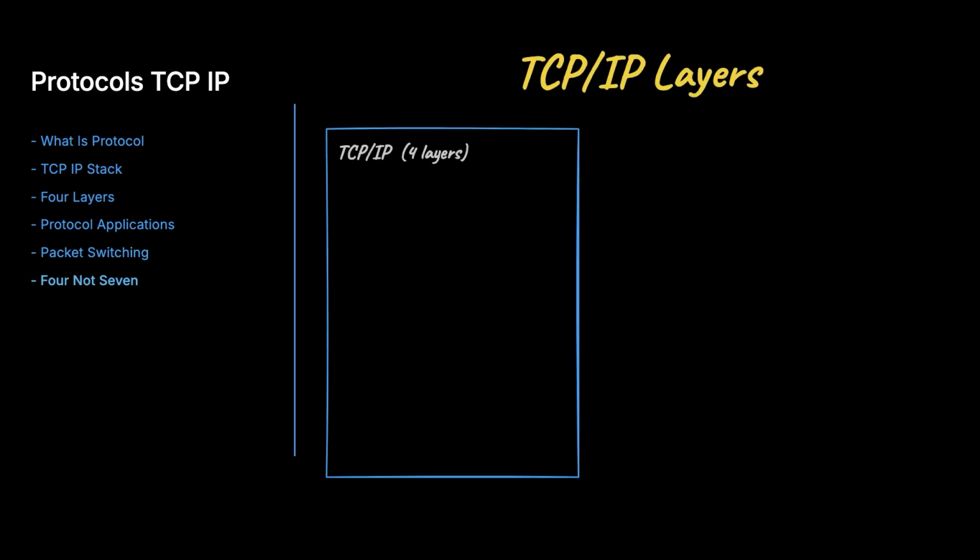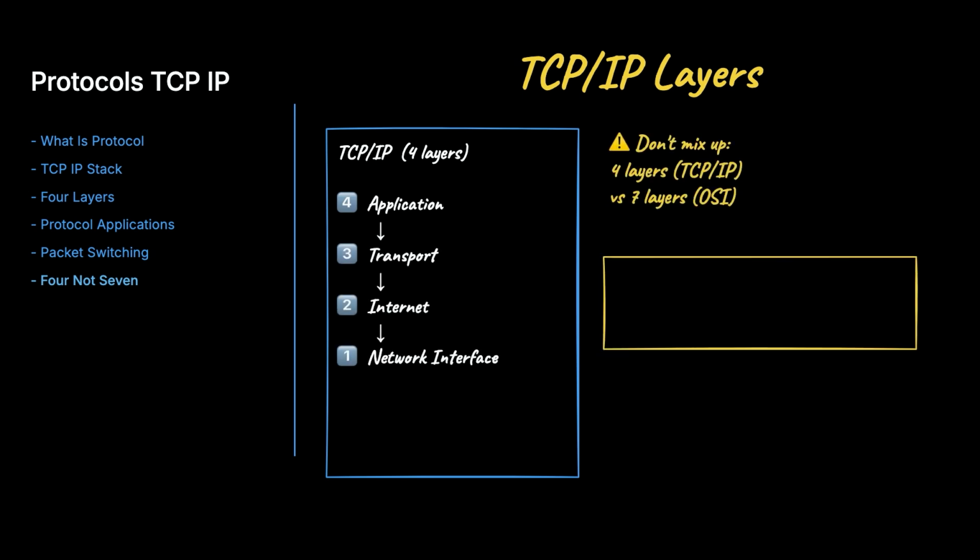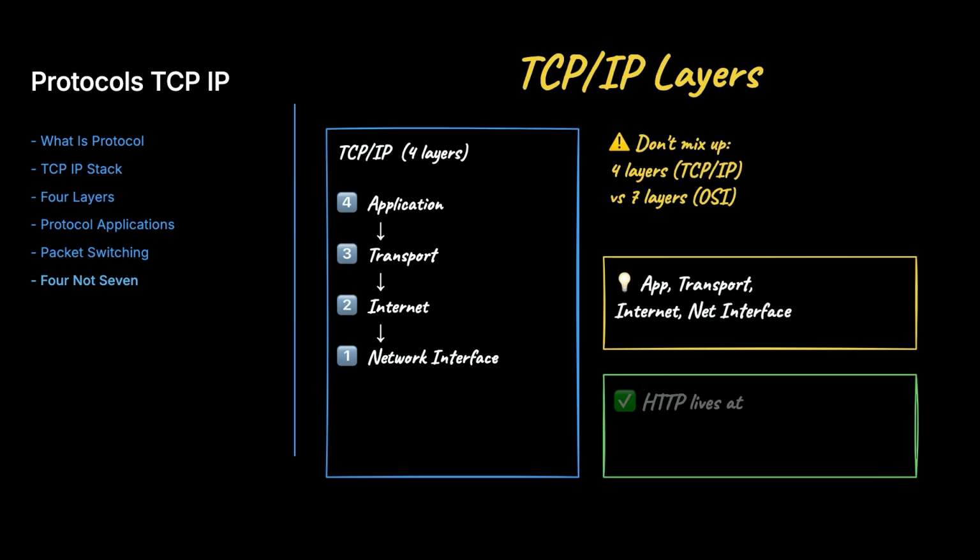Here is the trap to avoid. The model has 4 layers, not the 7 of the older OSI model. Do not mix the 2 counts up. To remember the 4 in order, repeat this phrase: application, transport, internet, network interface. And always remember that hypertext transfer protocol, the web protocol, lives at the application layer.